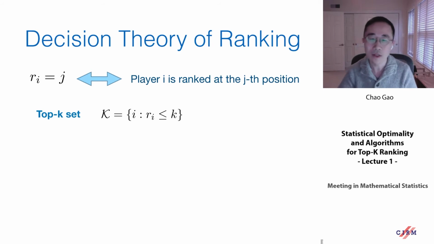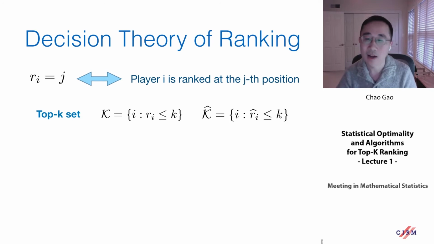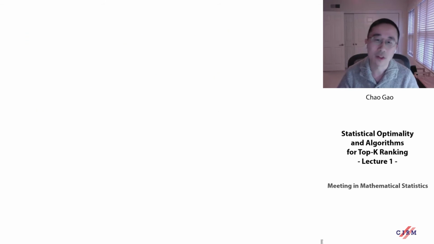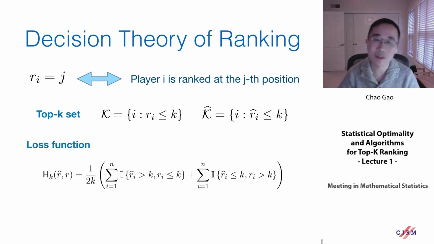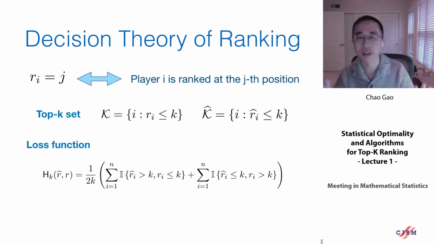Now the top k set is defined to be the collection of players whose rank is below or equal to k. If you have an estimator of the rank, let's say R hat, then you can estimate the top k set by K hat. Next we will define the loss function to measure the difference between the two sets. Basically, this is the normalized Hamming distance that measures the type 1 and type 2 error. It can also be thought of as the symmetric difference between the two sets, K hat and K.